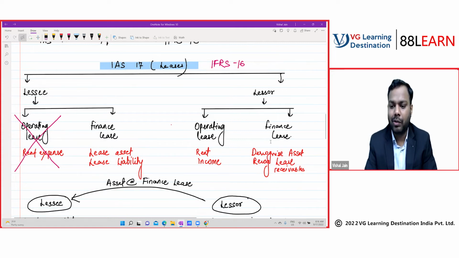Because in this case, you will not be able to recognize income. You will recognize finance income definitely, but not any other income. In this case, you will recognize rent income. So the impact will not be much, so definitely the lessor will not try to do this. Is it clear, guys? Is it clear? Everyone?